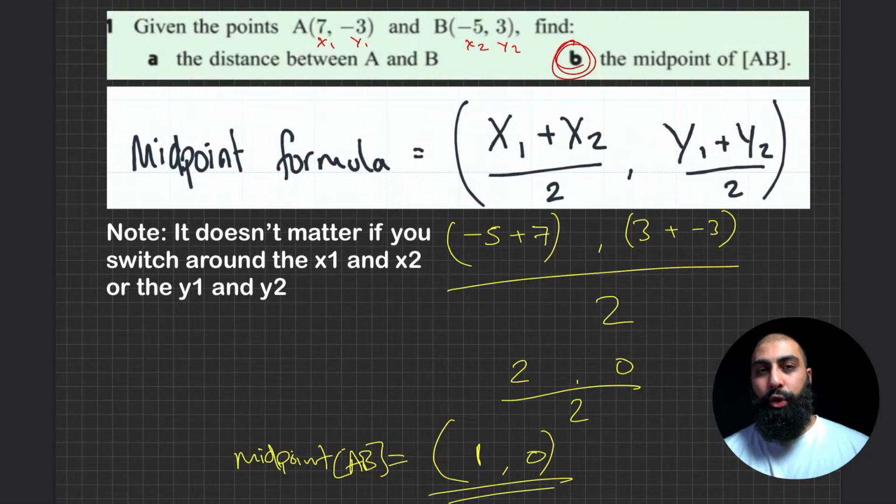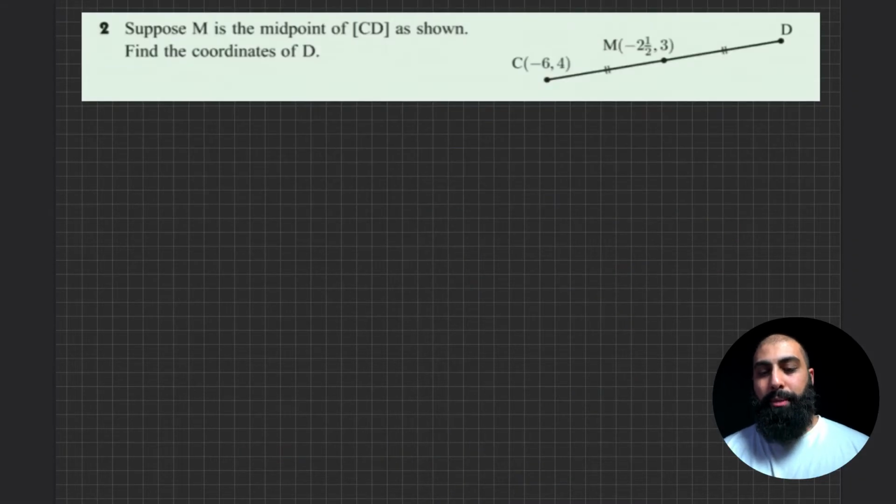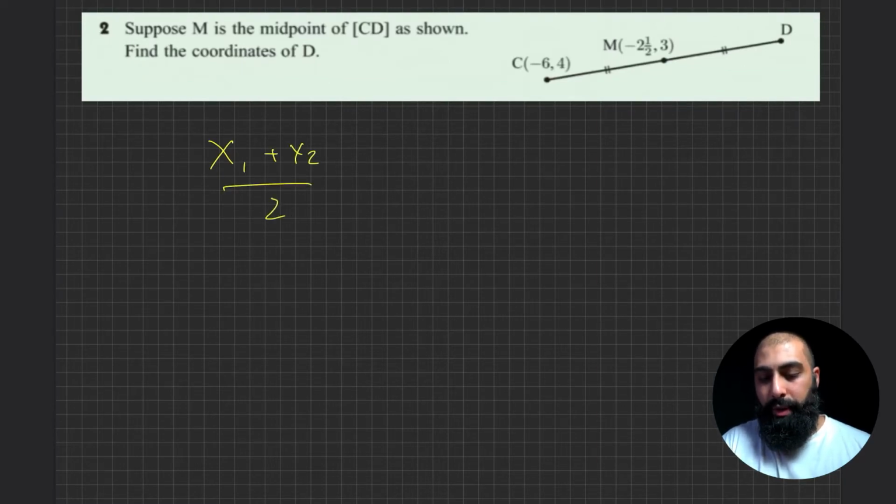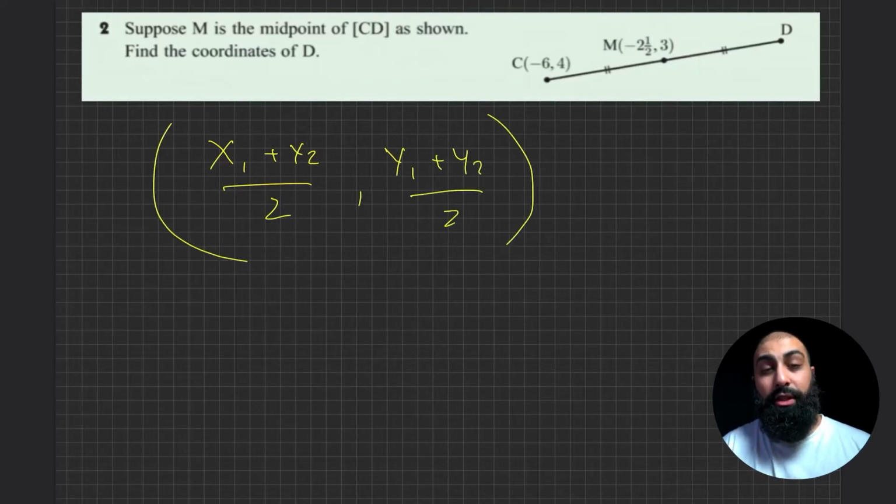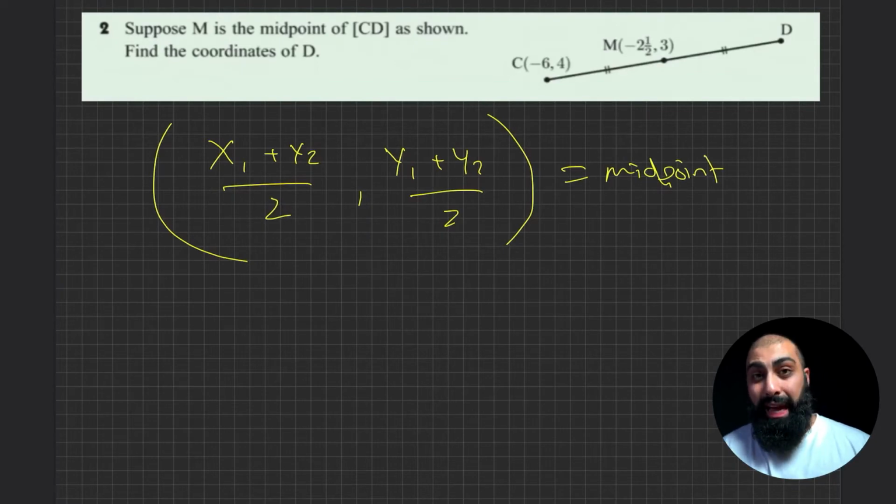Okay, so let's move on to question 2 then. Suppose M is the midpoint of the line segment CD as shown. Find the coordinates of D. Remember, when we're doing the midpoint, we're going to use the formula x1 plus x2 divided by 2, and then y1 plus y2 divided by 2, and that's going to give us the coordinate of the midpoint. So use the information that we already have, substitute it into that formula, and see what you end up getting.